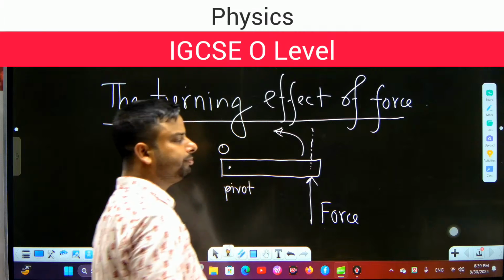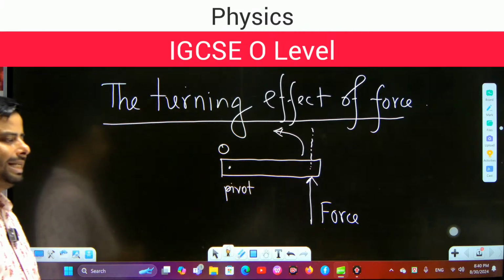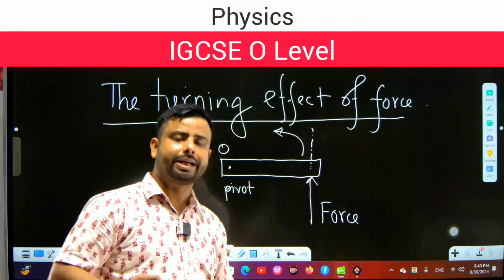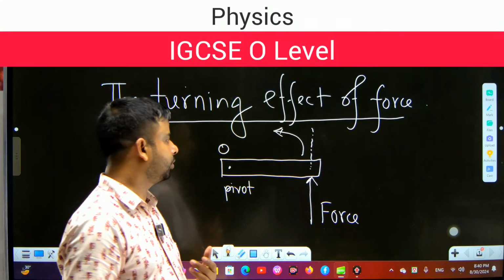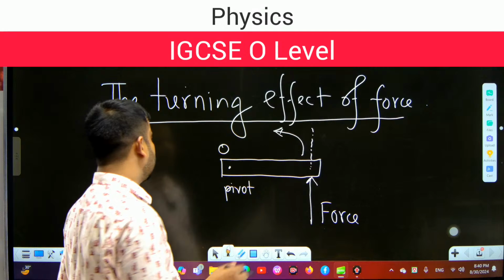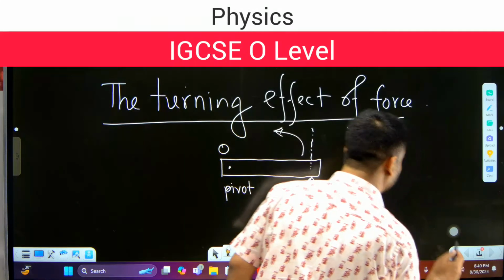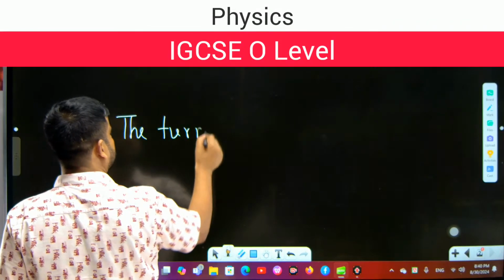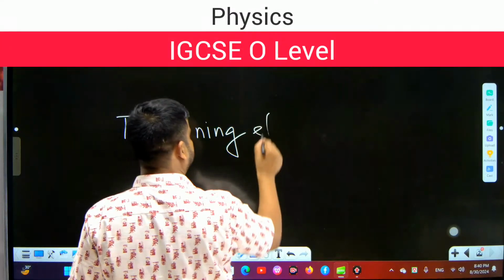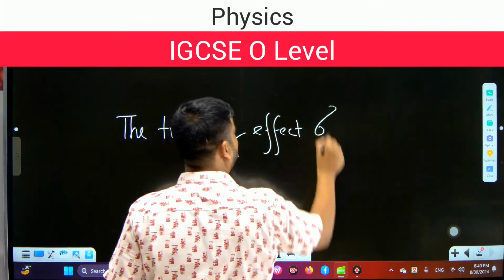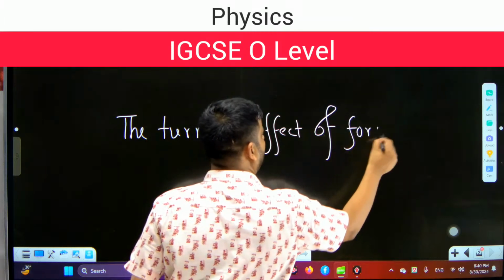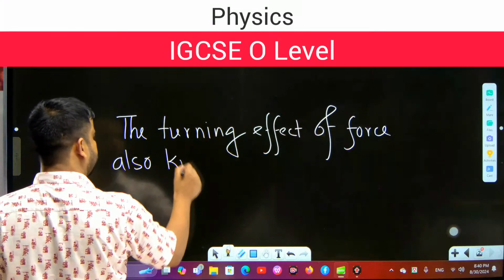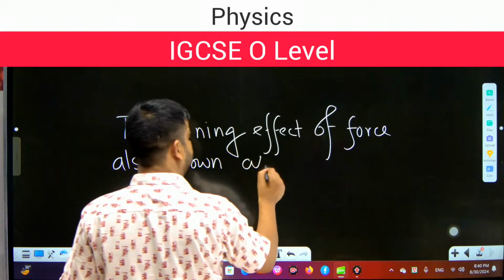So remember, if a force is applied on an object and it produces a rotation tendency about the pivot, it is called the turning effect of force. The turning effect of force is also known as moment.